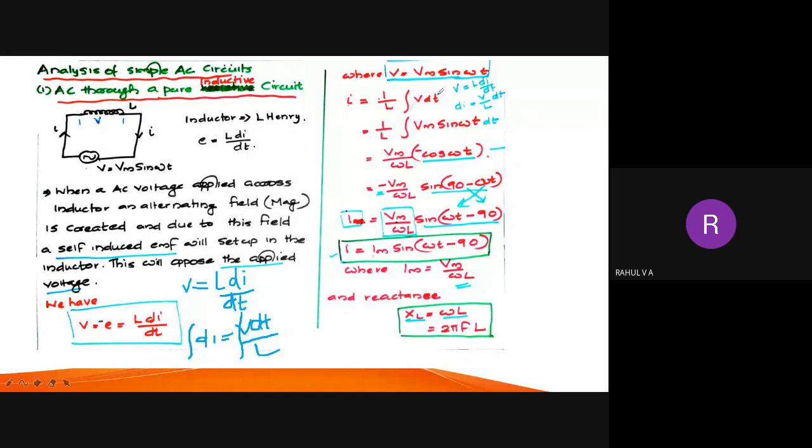Now this voltage V means the instantaneous value. Because we are giving a voltage of Vm sin omega t, I can rewrite V as Vm sin omega t. So now the term becomes 1 by L integral of Vm sin omega t dt. It is not d omega t, it is dt.